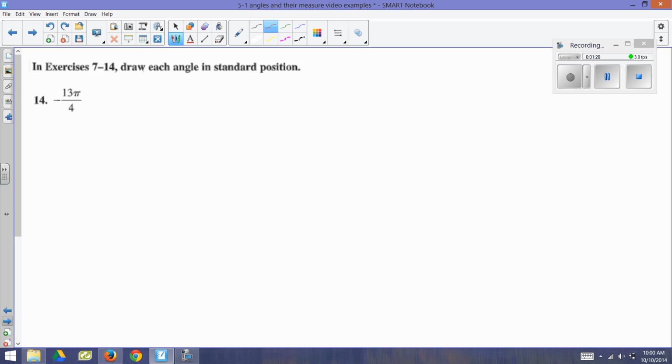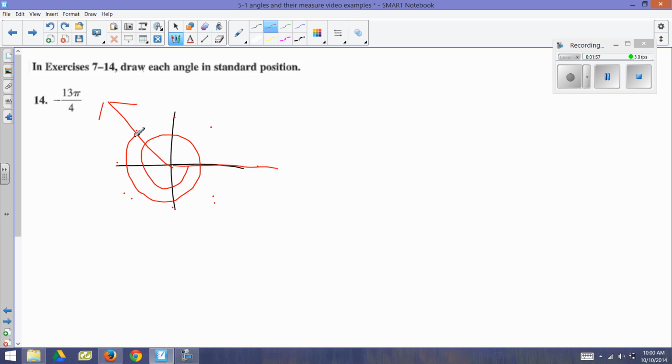Negative 13 pi over 4. Start here. So going around, 1 fourth, 2 fourths, 3 fourths, 4 fourths, 5 fourths, 6 fourths, 7 fourths, 8 fourths, 9 fourths, 10 fourths, 11 fourths, 12 fourths, 13 fourths, right here. So I started here, and I went around to 13 fourths.